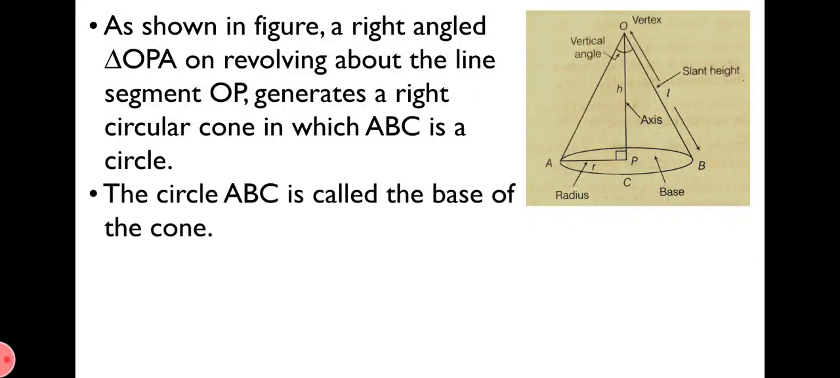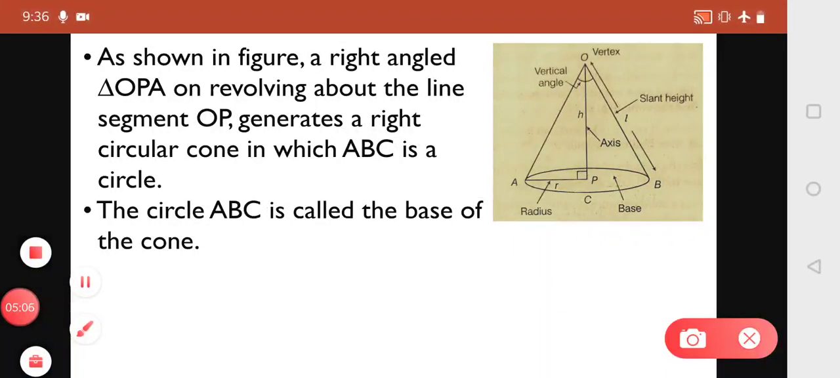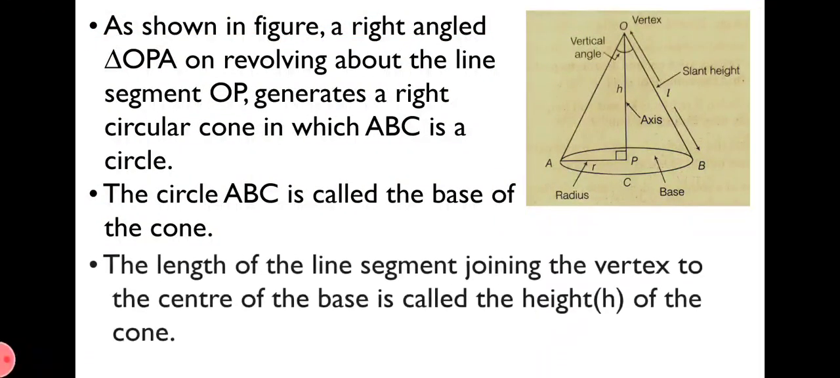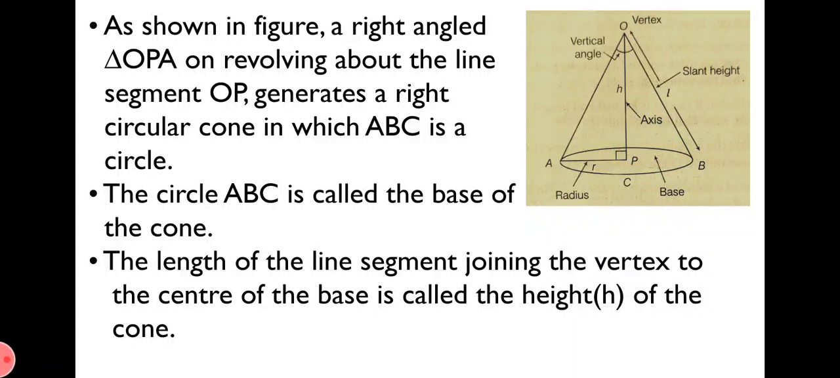The circle ABC is called the base of the cone. The base is always circular in shape. This is the base of the cone, this circle part. Then the length of the line segment joining the vertex to the center of the base is called the height, which is denoted by h of the cone.